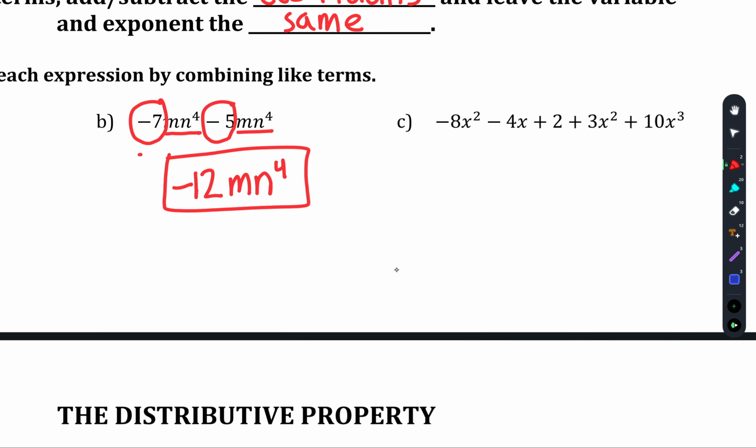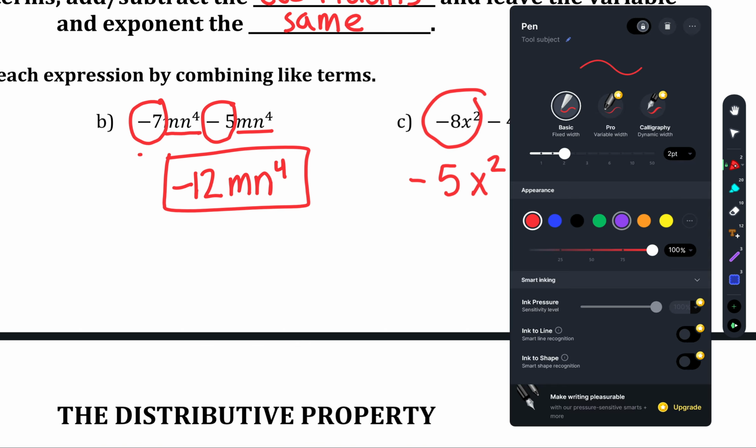What do we see in letter C? Where are my like terms here? Jaden? Perfect. -8x to the second power and 3x to the second power. I always find it helpful to circle or underline where my like terms are. So again, I'm going to add together those coefficients. -8 and 3 gives me -5 and leave the variable the same. I'm going to drop everything else down.